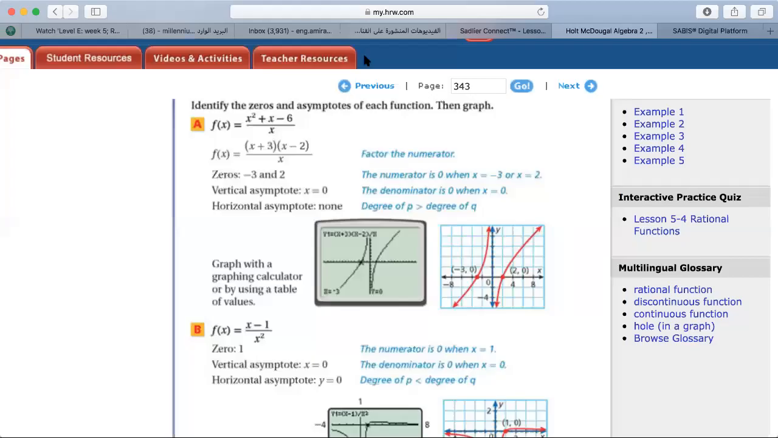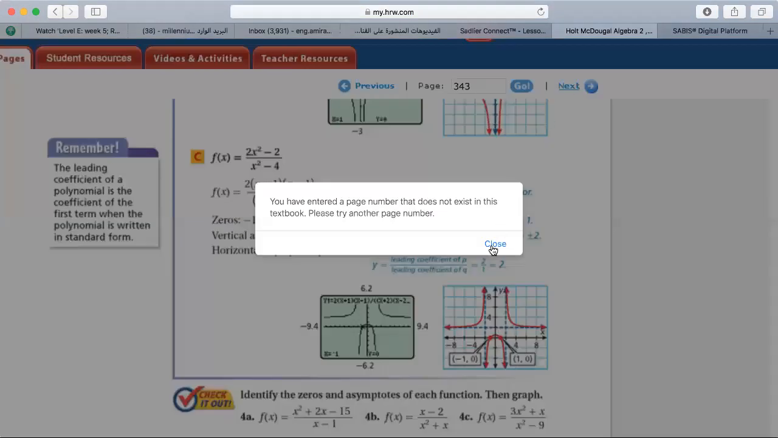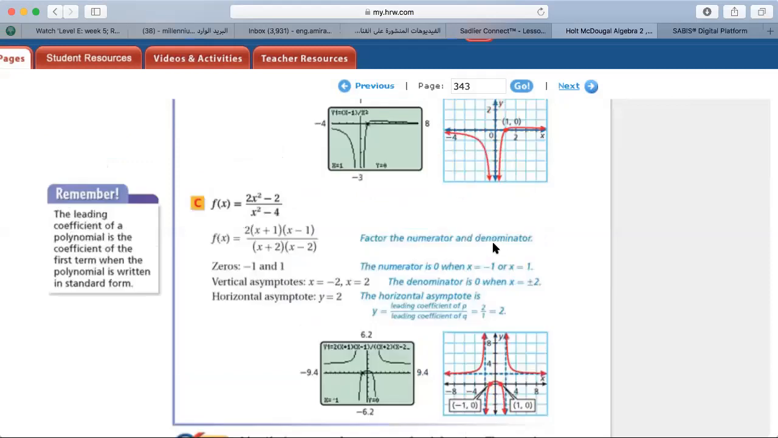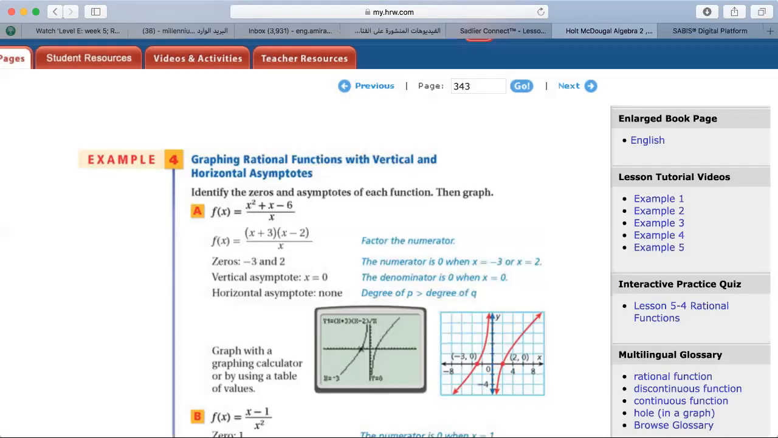Okay, for the last part here, if we have a hole, the hyperbola, and just wait 1 minute to open the page again.